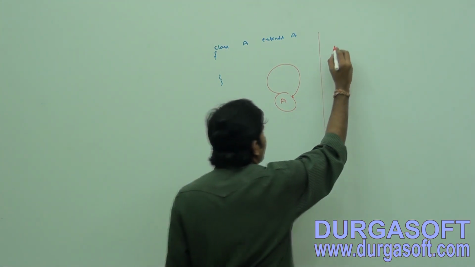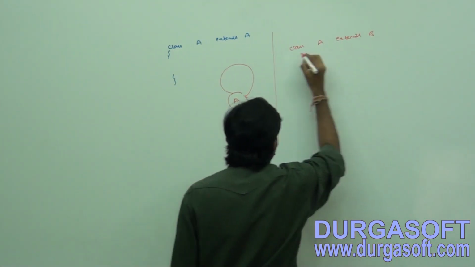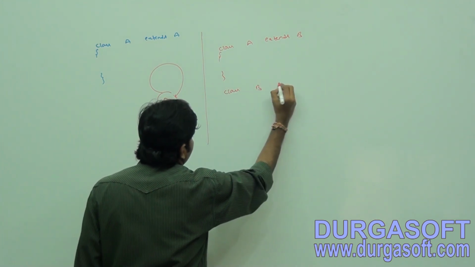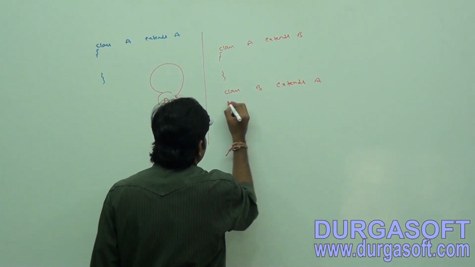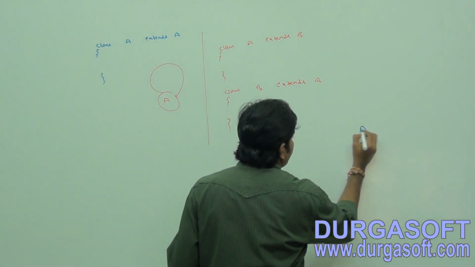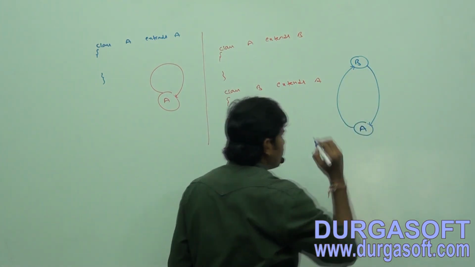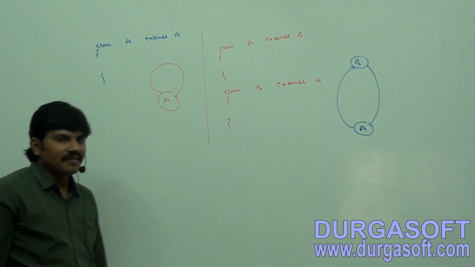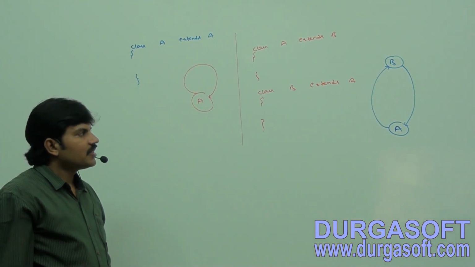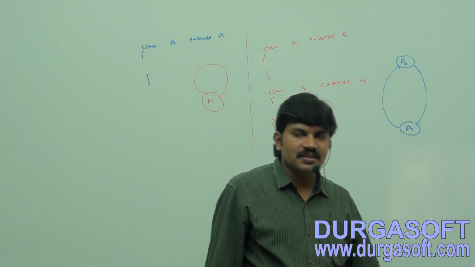Or sometimes people may ask, class A extends B, and similarly, class B extends A. Have you observed? Class A extends B, class B extends A. Now A is the child of B, and B is the child of A. Can you tell whether it is valid or not? Is it allowed or not?